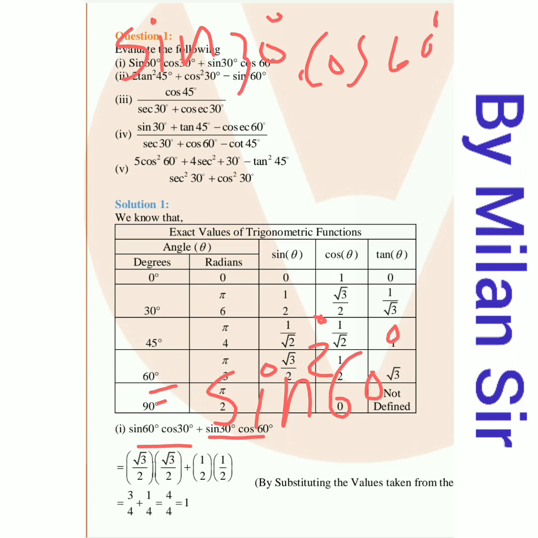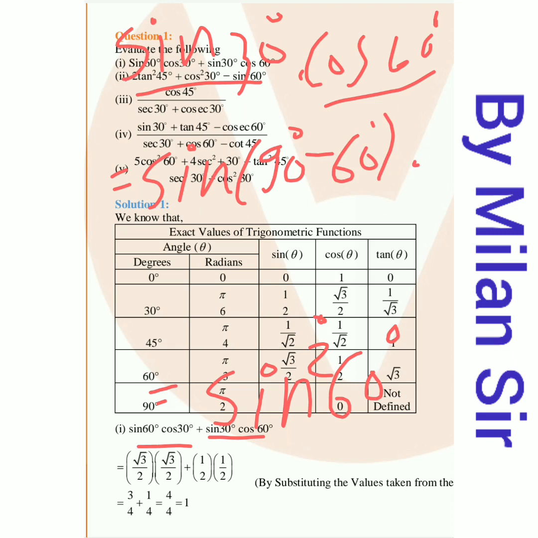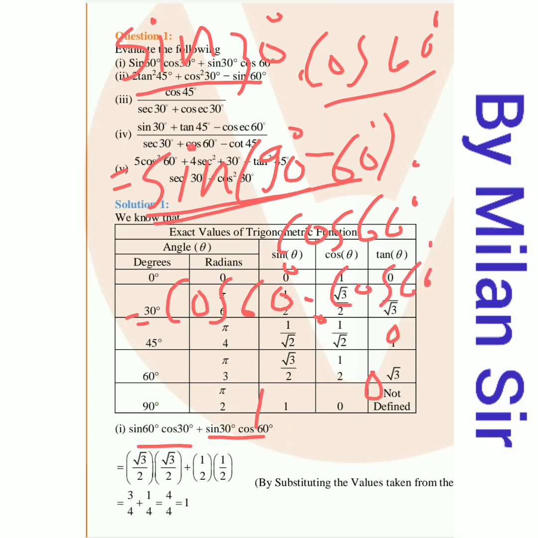So here cos 60 as it is, but I can change sin 30. In place of sin 30, I can write sin(90 minus 60), because 90 minus 60 is equal to 30. My cos 60 is as it is. Now one formula is there, sin(90 minus theta) is equal to cos theta. So in place of sin(90 minus 60), I can write cos 60. So cos 60 into cos 60 is cos square 60.